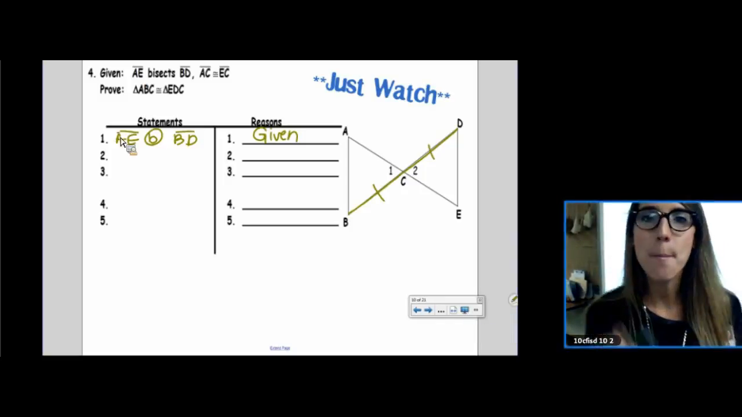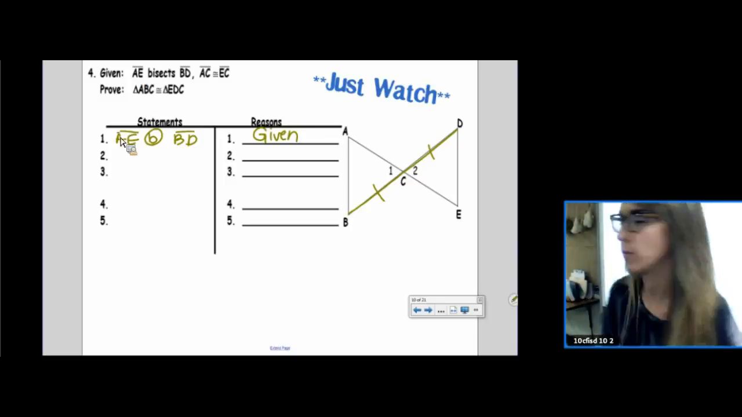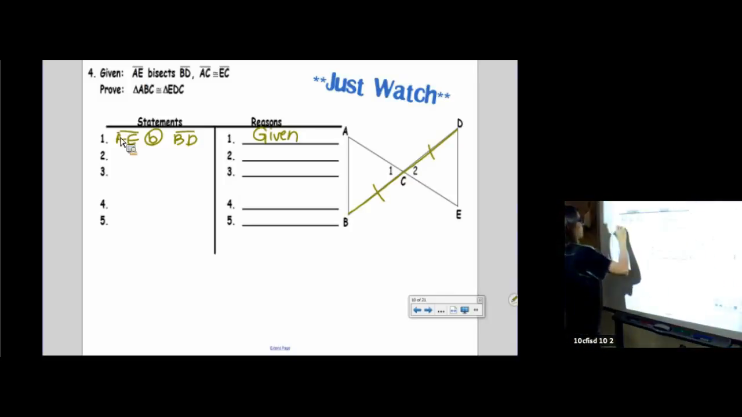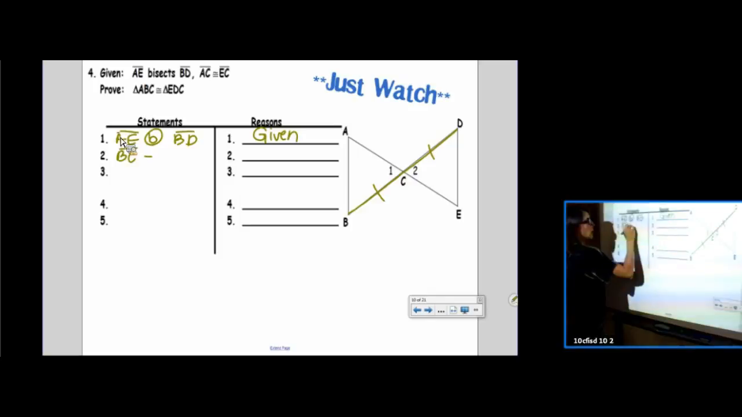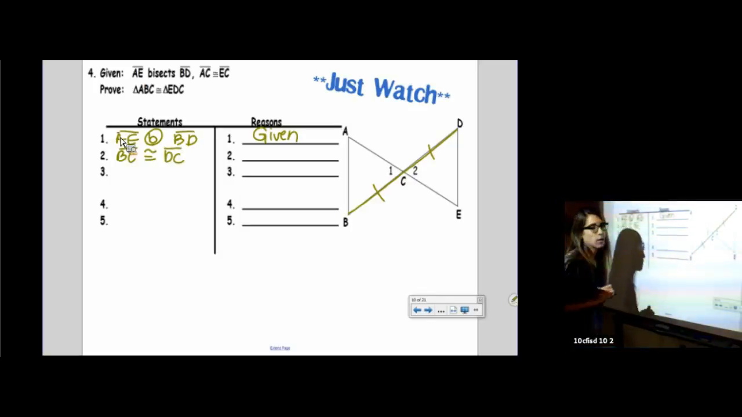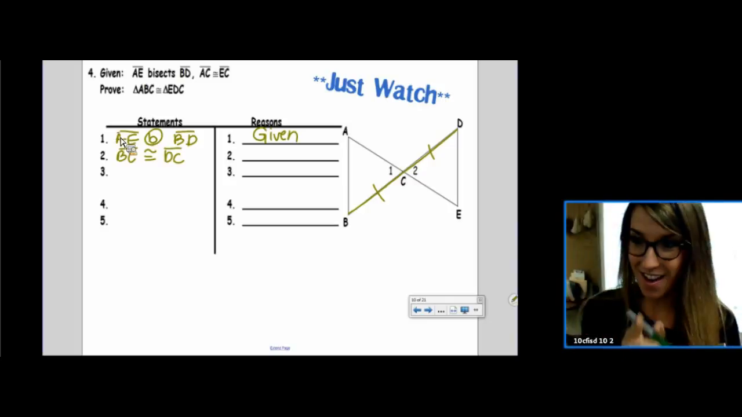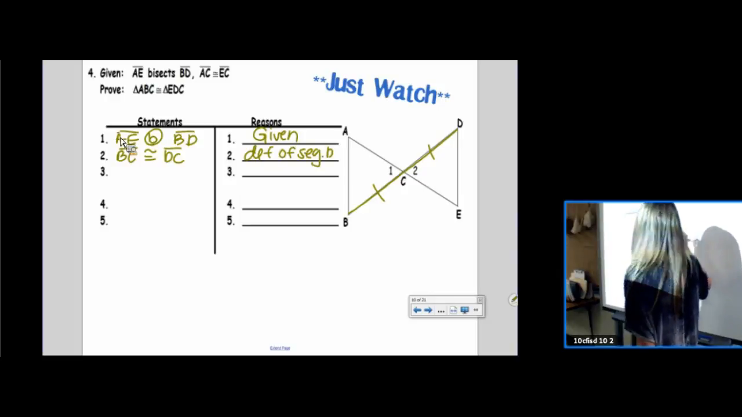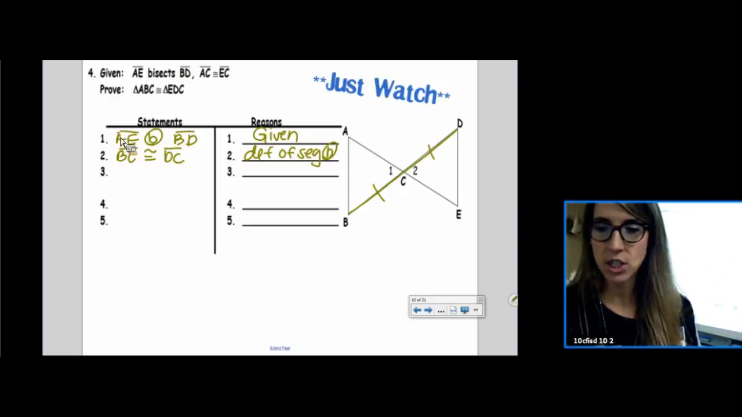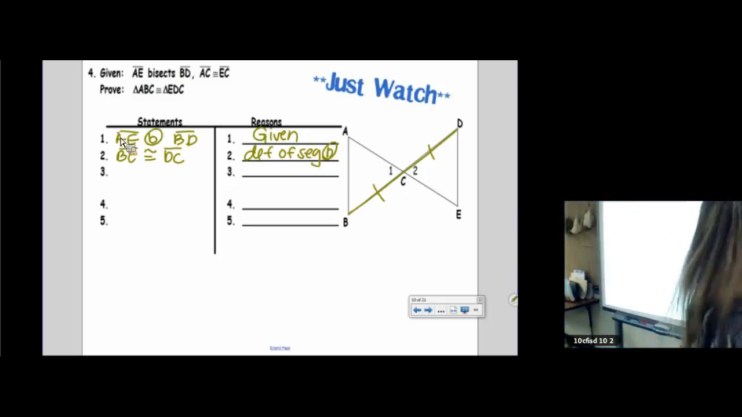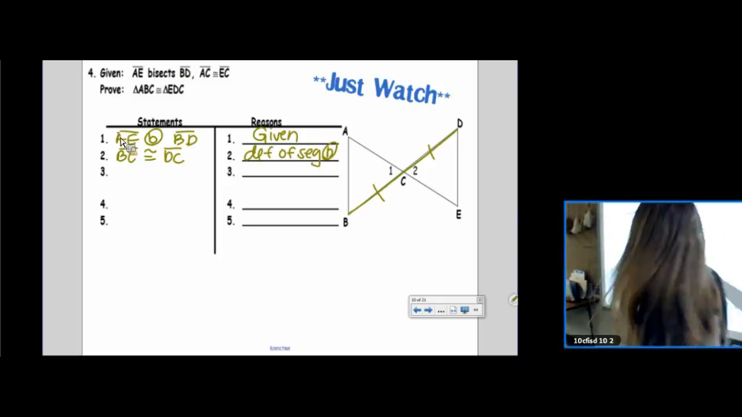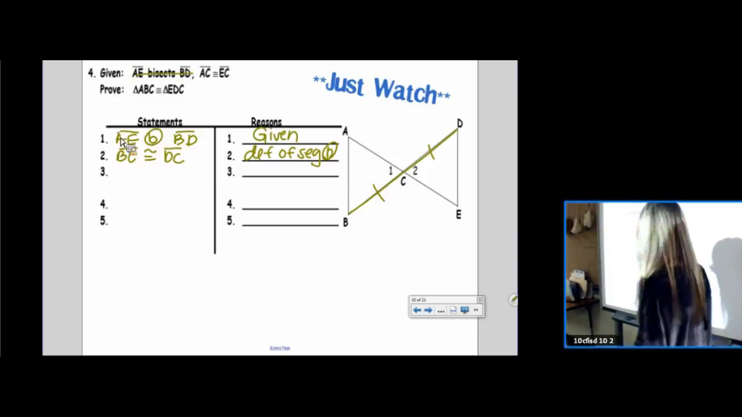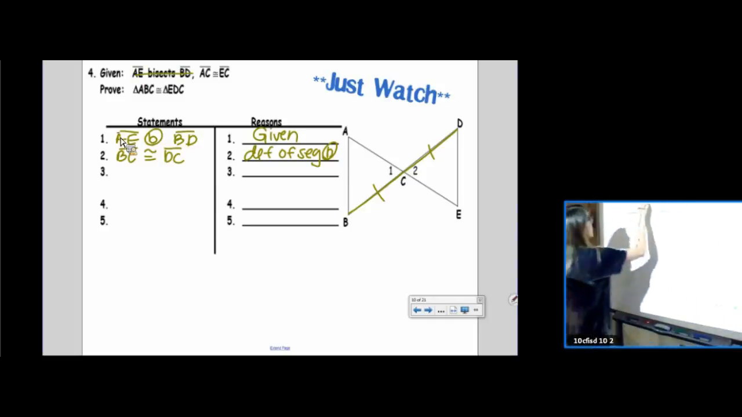When you add a marking, you must write it down. Segment BC is congruent to segment DC. Definition of, very good. Segment, you must put segment. It's not just the definition of bisector, it's definition of segment bisector. Alright, we're at a dead end there. We've used this given. You're done. We used you. Okay, what's our next given?